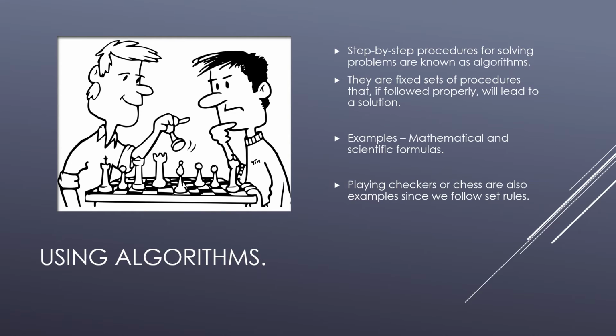Using algorithms. Step-by-step procedures for solving problems are known as algorithms. They are usually fixed sets of procedures that, if followed properly, will lead to a solution. Examples of this include mathematical and scientific formulas, because you're following the same set of rules and procedures to solve the problem. Playing checkers or chess can also be examples since we follow set rules. So you might know, in chess, the pieces can only do certain things, like they can only move forward or backward, they can only move side to side. So you know the rules for that, and everyone knows the rules to that game when you're playing it.